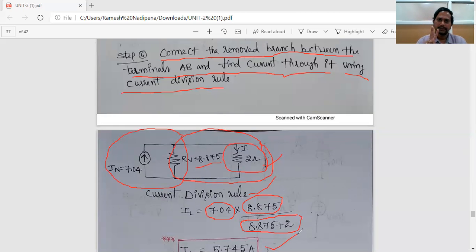Step number two, calculate short circuit current through the terminals AB. That is your Norton's current. Step number three, replace all the independent sources with their internal resistances. If any voltage source is there, short circuit it. If any current source is there, open circuit it. Next, step number four, calculate RN, that is Norton's equivalent resistance across the terminals AB. Step number five, connect IN in parallel with RN with output terminals AB. Step number six, connect the removed branch across the terminals AB and find the current through it by using the current division rule.